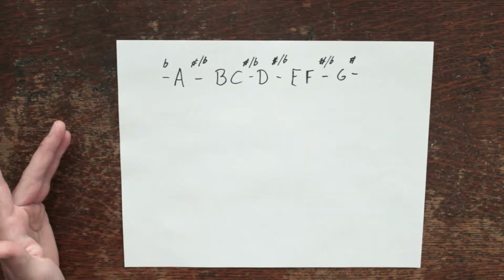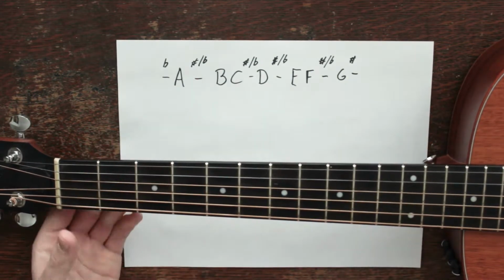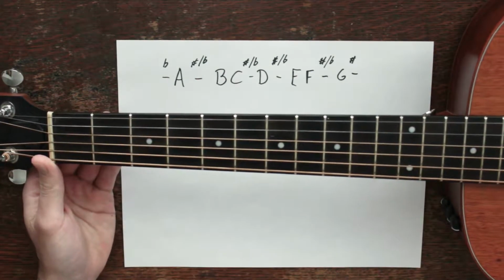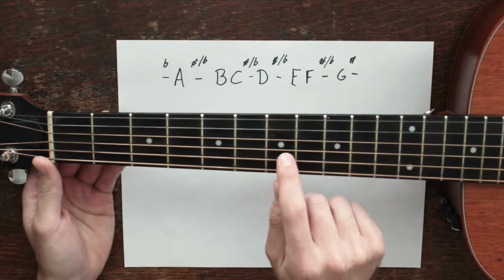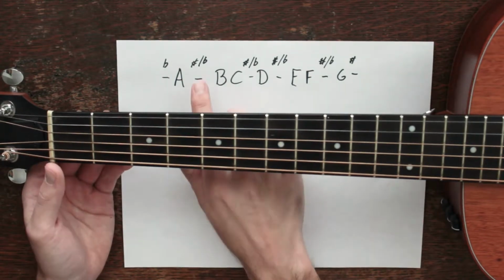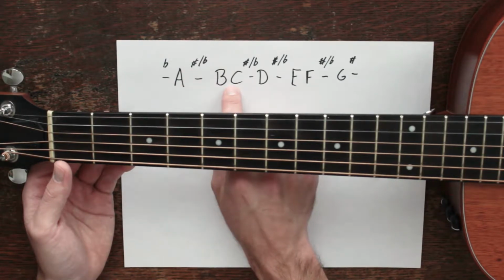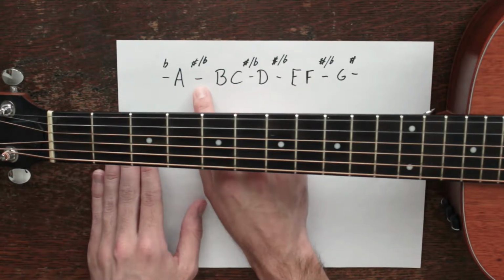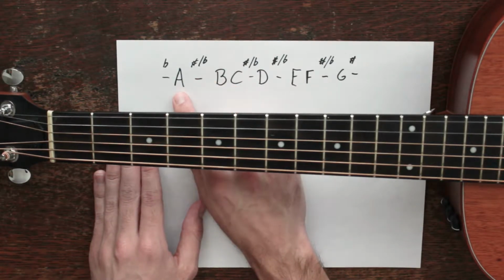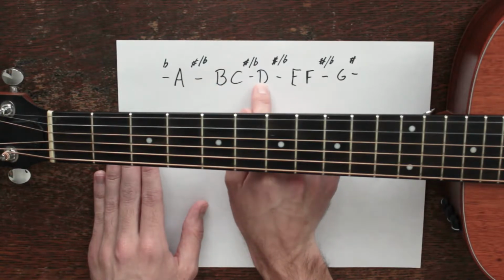So what does this look like on the guitar? We have all of our 6 strings. We know our string names: low E, A, D, G, B, and E. Now we know what a half step is. A half step would be going from A to A sharp, or B to C, for example, and a whole step would be going from A, skip over the sharp, and go to B, or C, skip over the sharp and go to D.